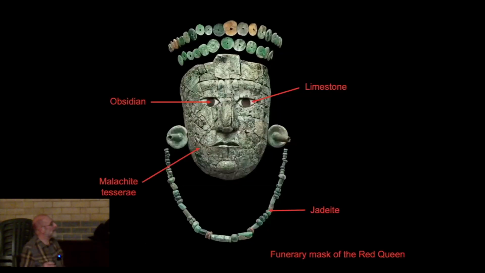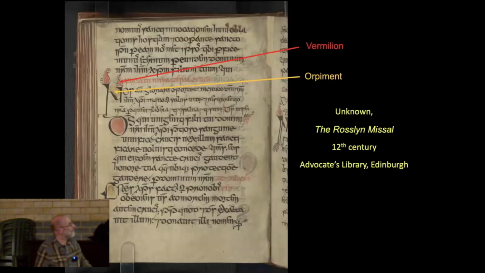Anyway, I thought you might be interested in this. This is her death mask, which has got a few other minerals associated with it. Limestone for the whites of the eyes, obsidian for the pupils, tesserae of malachite to form the face, and jadeite for the necklace around the neck.